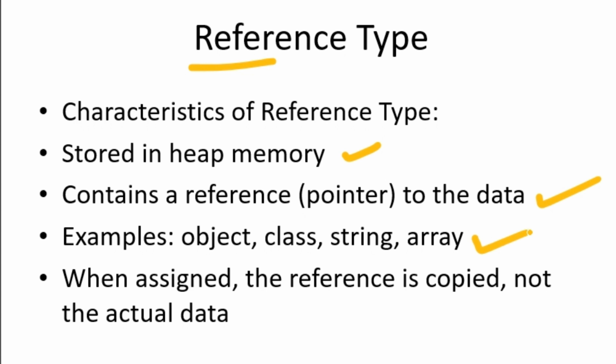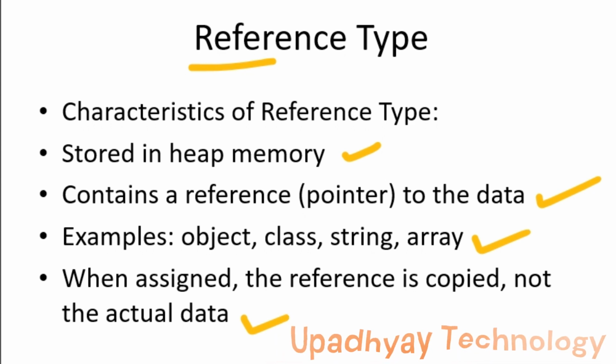Examples. Common reference types in C# are object, class, string, and array. When assigned, the reference is copied, not the actual data. When you assign one reference type to another, you're only copying the reference or memory address, not the actual data. Therefore, modifying one reference type can affect the other.